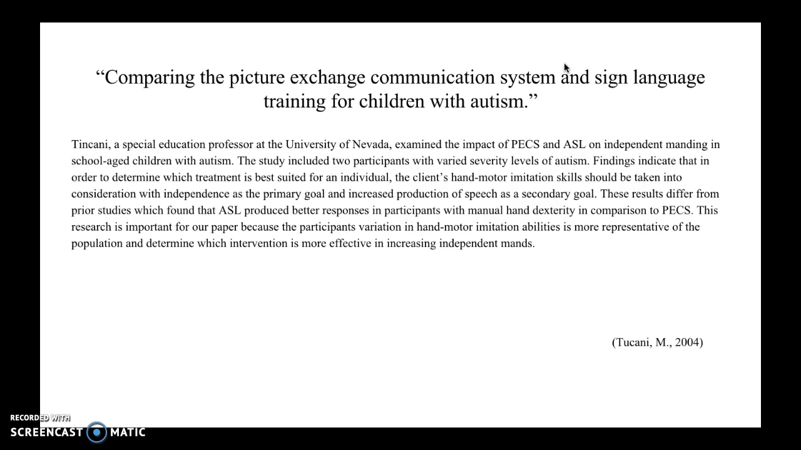Findings indicate that in order to determine which treatment is best suited for an individual, the client's hand motor imitation skills should be taken into consideration, with independence as the primary goal and increased production of speech as the secondary goal. These results differ from prior studies, which found that ASL produced better responses in participants with manual hand dexterity in comparison to PECS. This research is important for our paper because the participants' variation in hand motor imitation abilities is more representative of the population and helps determine which intervention is more effective in increasing independent mands.